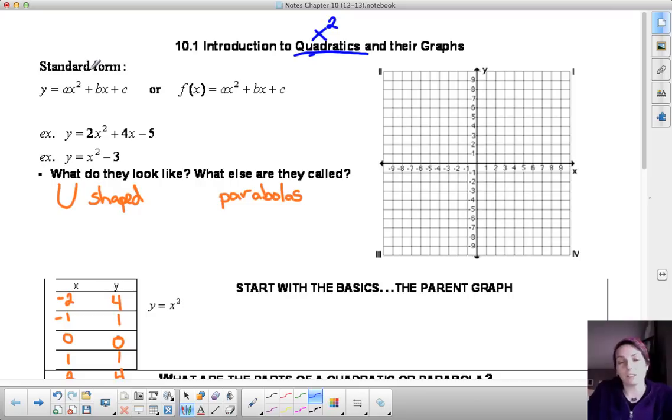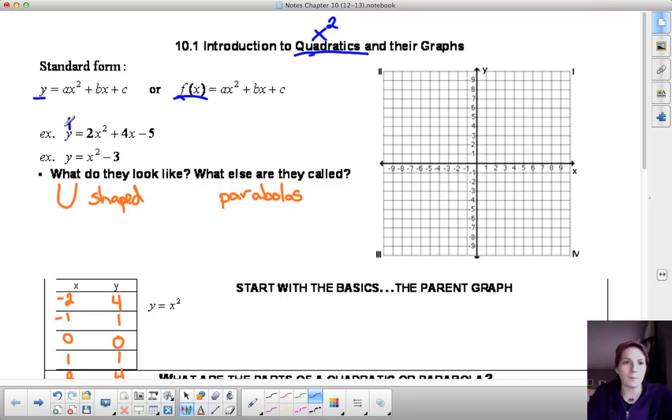Now, we're going to start this unit talking about standard form. In standard form, we have y equals ax squared plus bx plus c. Or sometimes I'll replace this y with the function notation f of x. Remember that y and f of x are interchangeable. It's just notation. So things that we're used to seeing, right? y equals 2x squared plus 4x minus 5. y equals x squared minus 3.